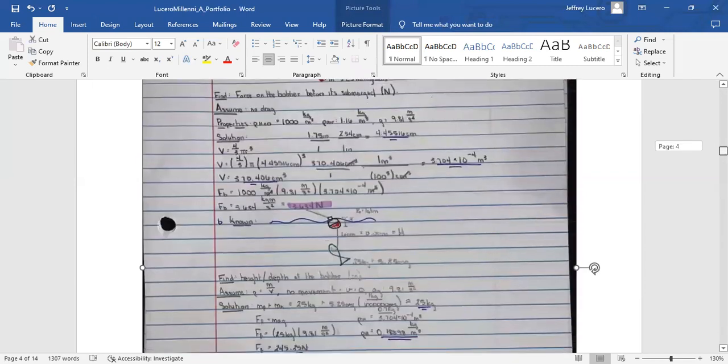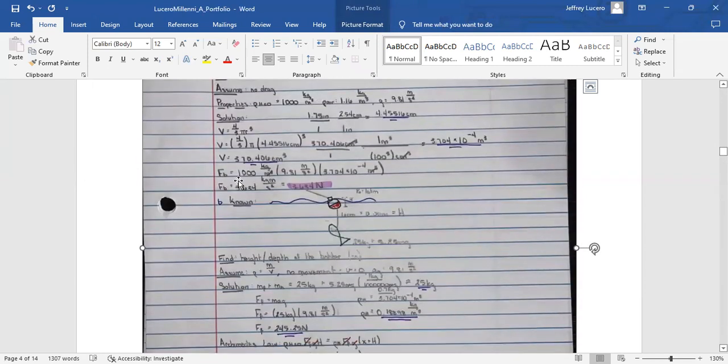For the force of the bobber, you would have to multiply the density times the gravity times the volume of the bobber itself. So it's 1000 kilograms per meter cubed times 9.8 meters per second squared times the 3.704 times 10 to the negative 4th meters cubed, which creates a force of 3.634 newtons.